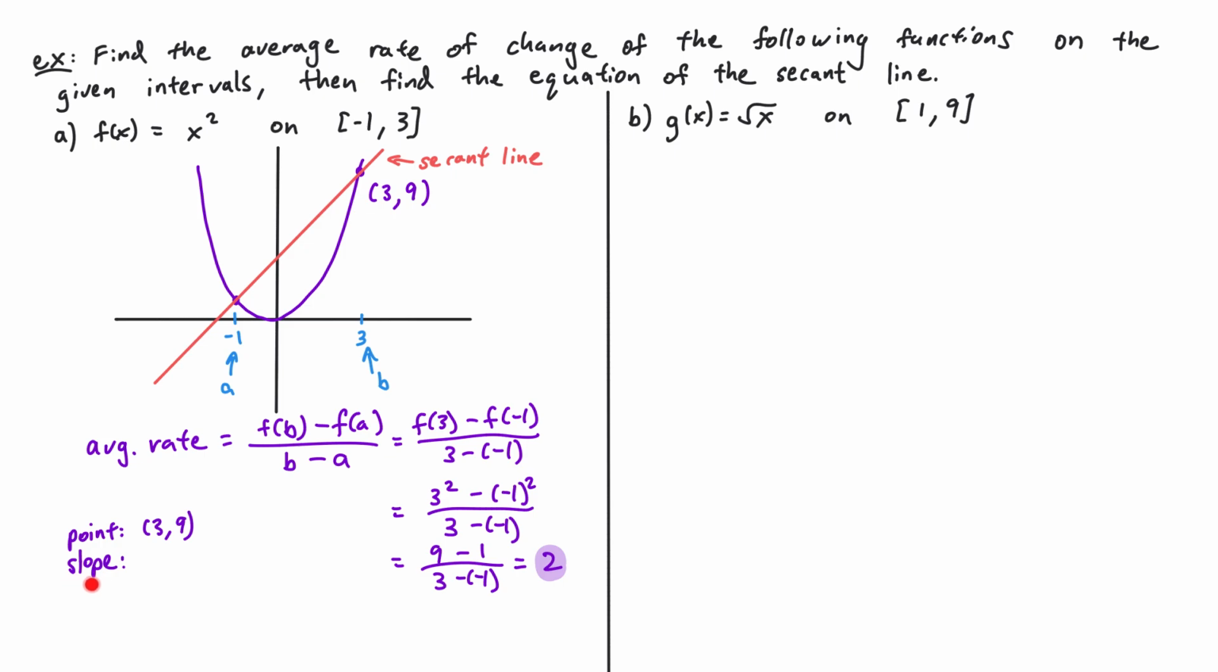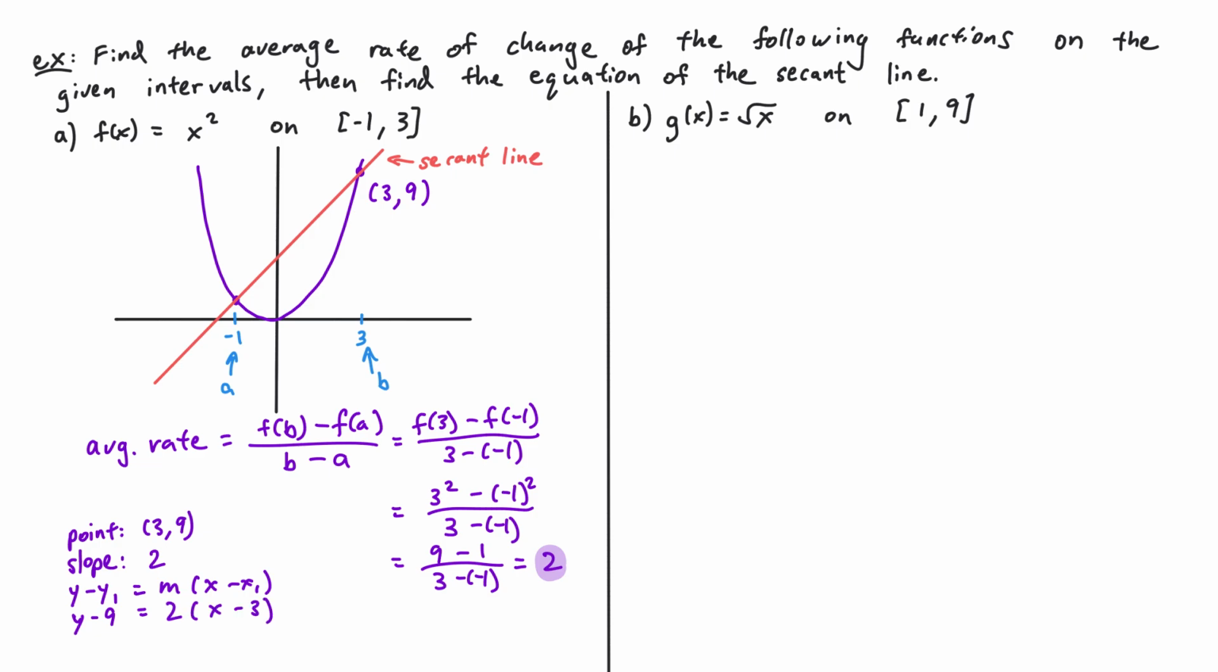As for the slope of our secant line, well, that's the same as the average rate of change. In this case, we found that already to be 2. Once you have the point and the slope of the line, you can write down the equation in point-slope form, which is y minus y1 equals m times x minus x1. So plugging in the appropriate values, we have y minus 9 equals 2 times x minus 3.